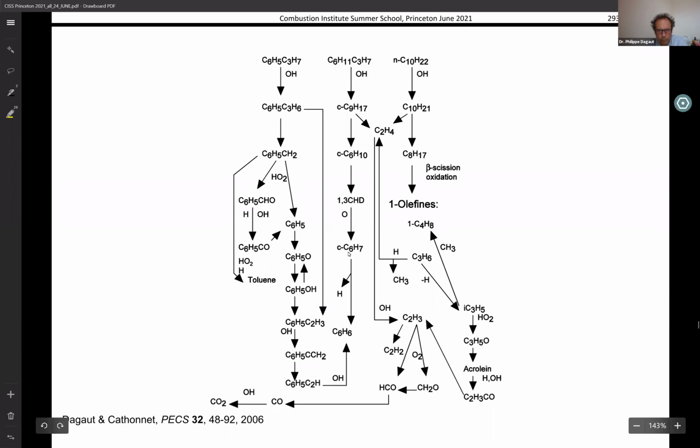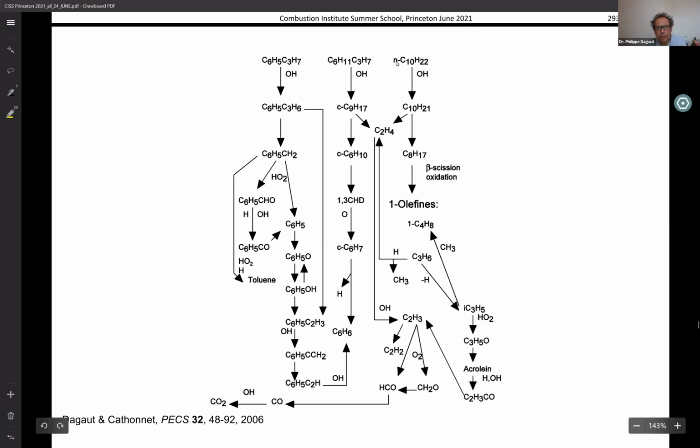And there can also be a formation of this species here from the propyl benzyl species, which can oxidize to form phenylacetylene, and the phenylacetylene oxidation will form benzene. So benzene can be formed from propyl cyclohexane through this pathway, going through 1,3-cyclohexadiene and the formation of cyclo-C6H7, which after losing one H atom forms benzene.